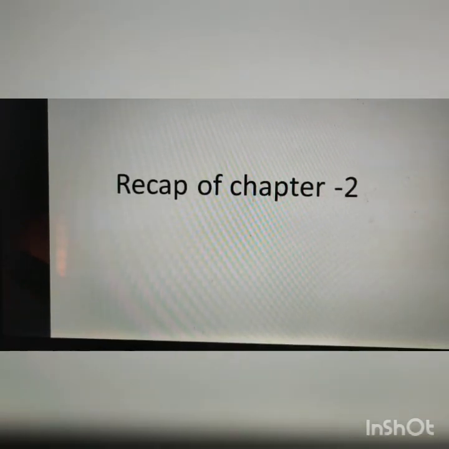Recap of chapter 2. Chapter 2 is completed. In the chapter, we have discussed whole numbers. Whole numbers start from 0, 1, 2, 3, etc. Predecessor and successor of a number. How to draw a number line and perform addition, subtraction and multiplication on a number line. And also we have discussed different properties of whole numbers: closure property, commutative property, associative property and distributive property. And we have used these properties in the exercise also. And we have discussed how to observe a pattern and complete the pattern series.